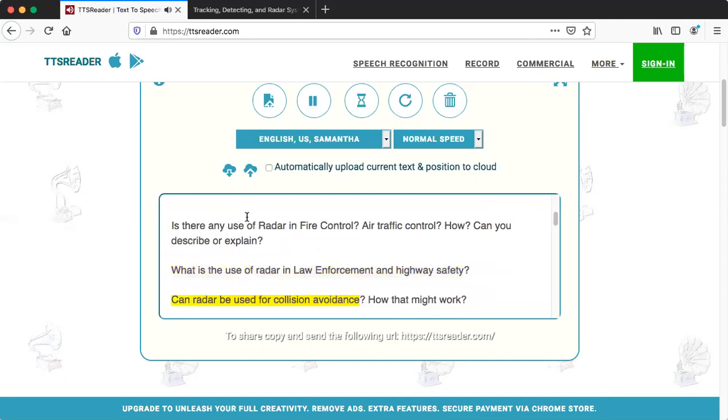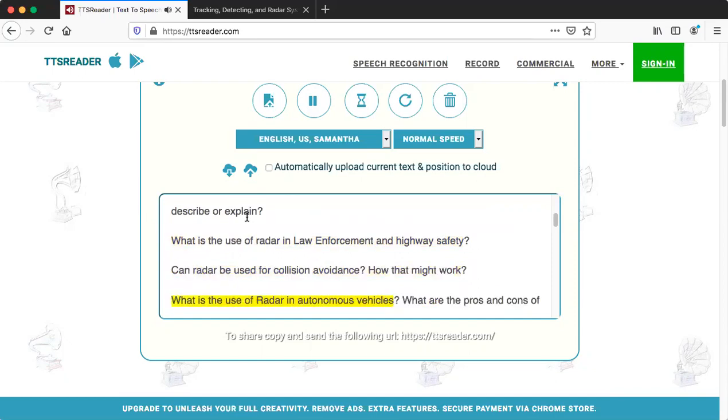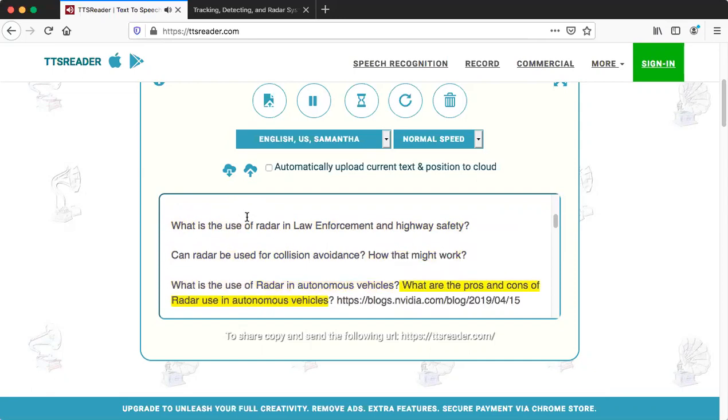Can radar be used for collision avoidance? How that might work? What is the use of radar in autonomous vehicles? What are the pros and cons of radar use in autonomous vehicles?